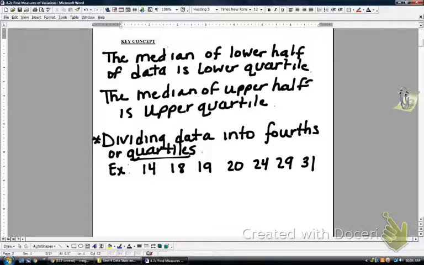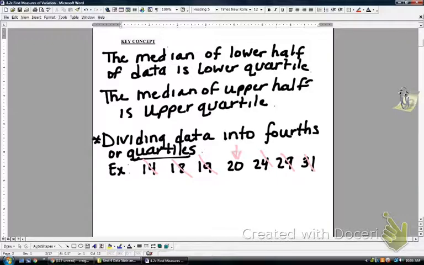So let's look at our example, and again, if you need to pause the video to get this down, you should definitely do that. We're going to first find our median. You always have to find your median, and then we work our way into the middle.